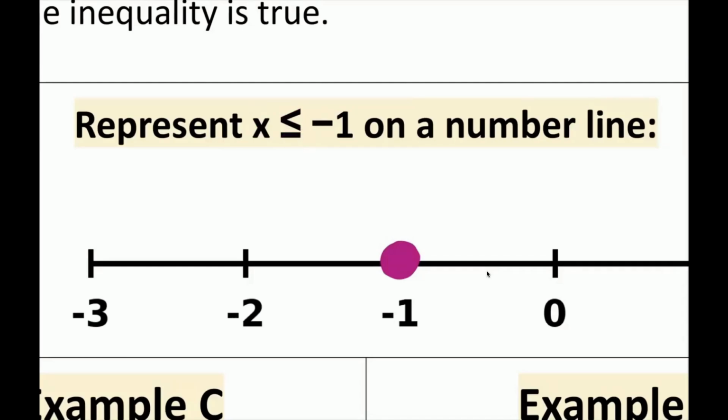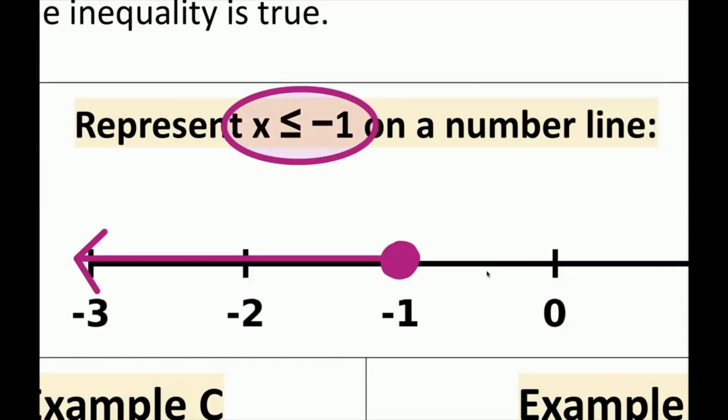Then we'll shade our arrow in the direction of less than, because all of these numbers to the left of -1 are a solution to this inequality. -2 is less than or equal to -1. -3 is less than or equal to -1, and so on.